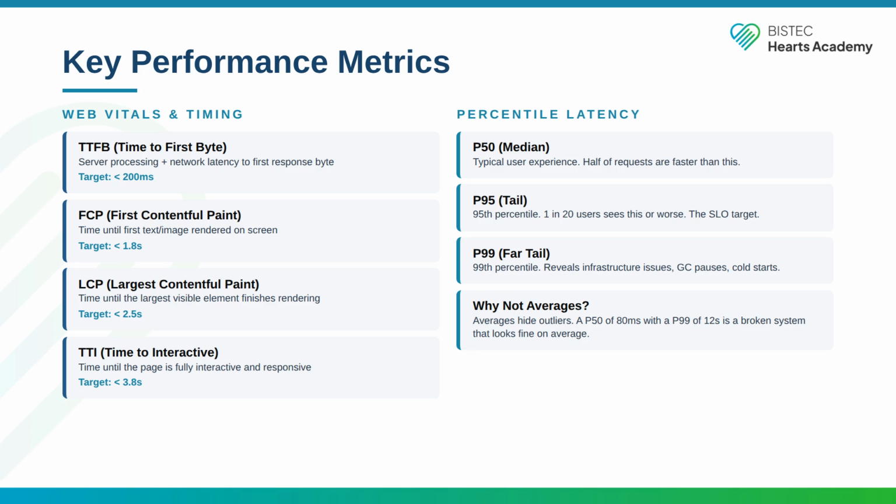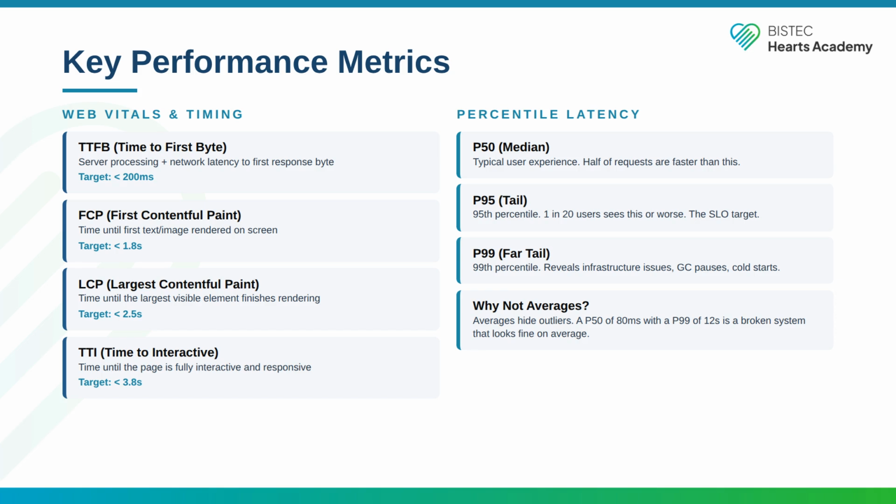If your TTFB is high, the problem is on the server side. Look at your database queries, your cache hit rate, and your application logic. FCP, or first contentful paint, is when the user first sees something on screen, text, an image, anything. The target is under 1.8 seconds. This is affected by render blocking resources, large JavaScript bundles, and server response time.